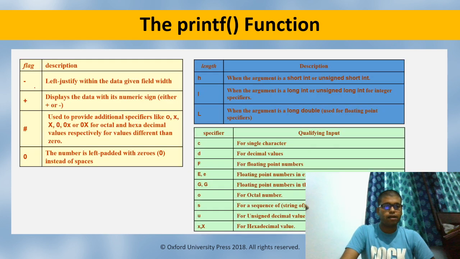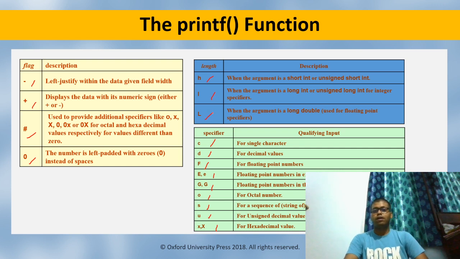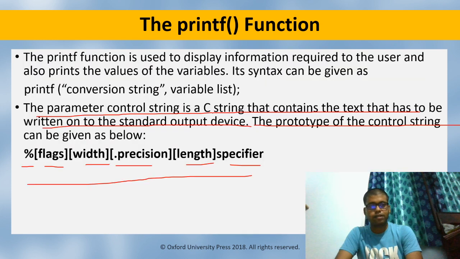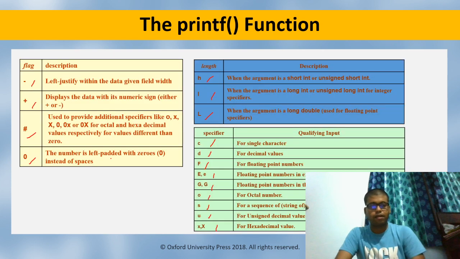Flags represent minus, plus, hash, 0. The specifier is the type: %c, %d, %f, %e, %g, %o, %s, %u, %x. And length is h for short int, l for long int, and capital L for long double. So these are the required things that will be used here, like the length, the specifier, and the flags.